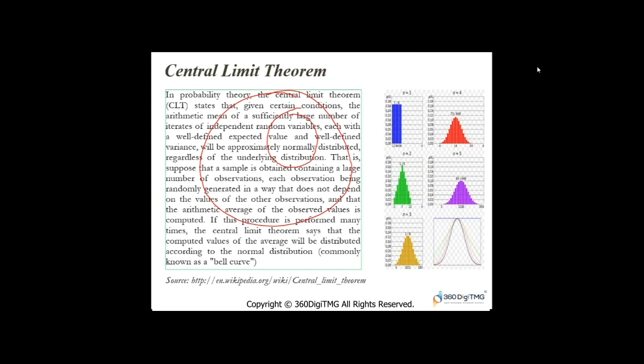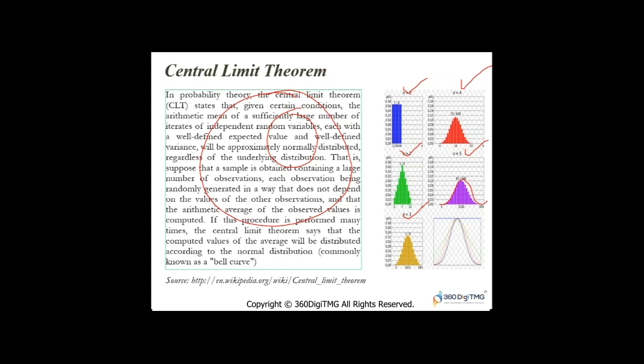Look at this now. N is equal to 1 here. It is like uniform distribution. When n is equal to 2, it's somewhat triangular distribution. When n is equal to 3, it is tending towards normal distribution. When n is equal to 4, and n is equal to 5, now it follows a beautiful normal distribution. So that is your central limit theorem.